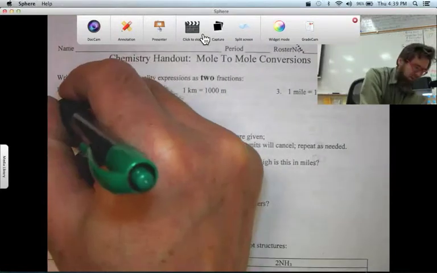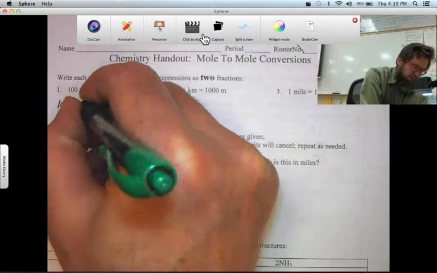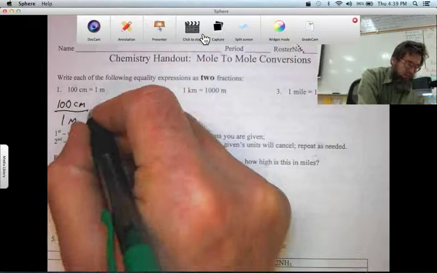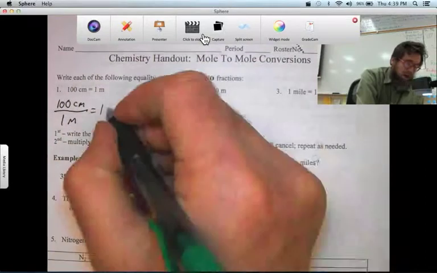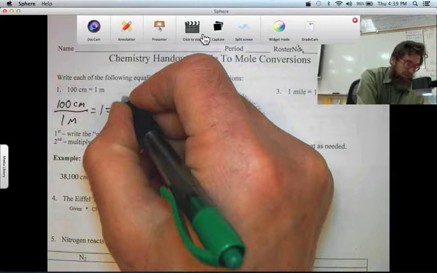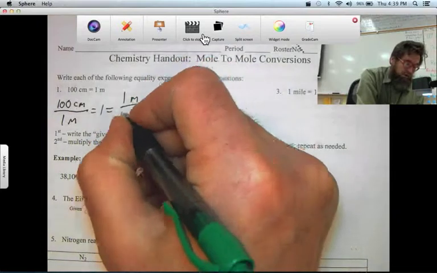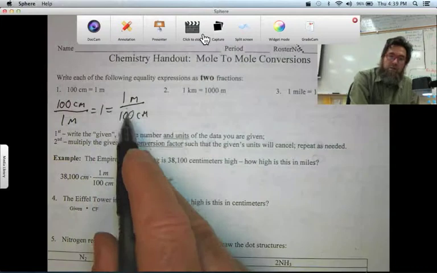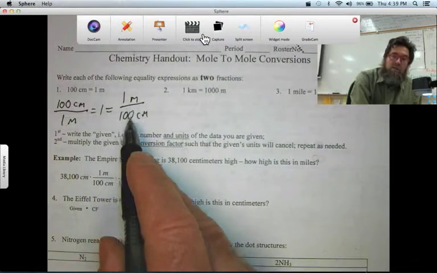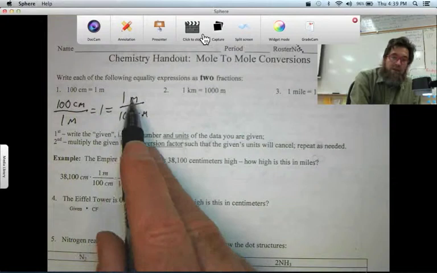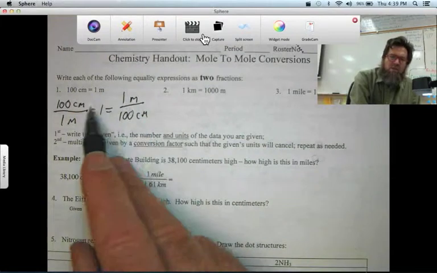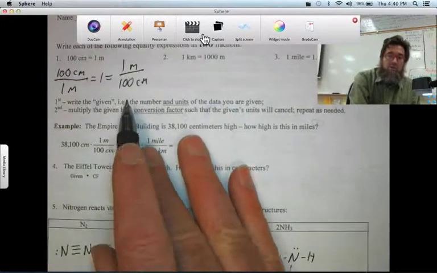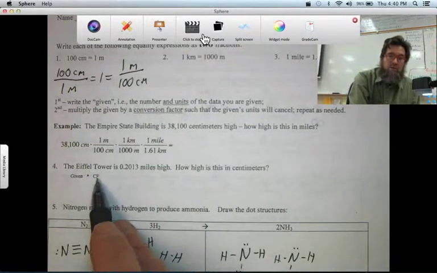So we could write 100 centimeters over 1 meter, and that's actually equal to 1. And the inverse is also equal to 1: 1 meter over 100 centimeters. It's just that the top and bottom of the fraction, the ratio, are expressed in different units, but anything over itself equals 1. So this is a fancy way of writing 1. We can use this to convert between units using the given times conversion factor method.